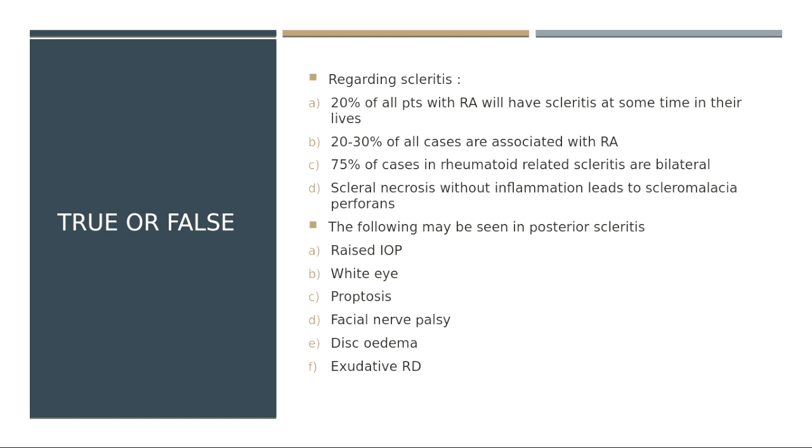True. It's true. Or it might even be more than that. Scleral necrosis without inflammation is what leads to scleromalacia perforans. Is that correct? Correct. The following may be seen in posterior scleritis: a raised IOP. False. You actually can get a raised intraocular pressure. Okay. A white eye.